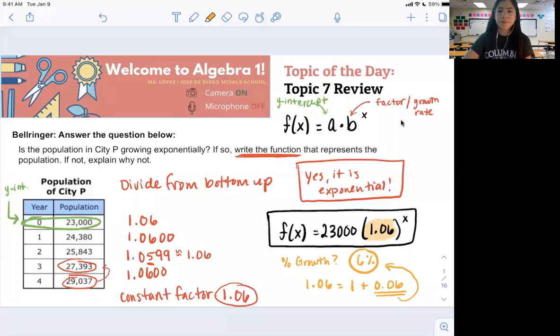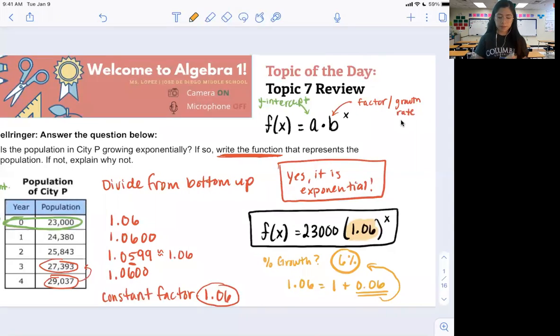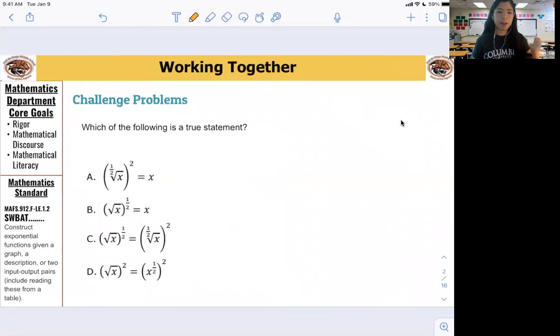Let's review. Like I said, we're going to be reviewing all of the topics that are on the test. That includes exponents and radicals, rational and irrational numbers, and exponential functions. We're going to start off with exponents and radicals. So right off the bat, here we go.